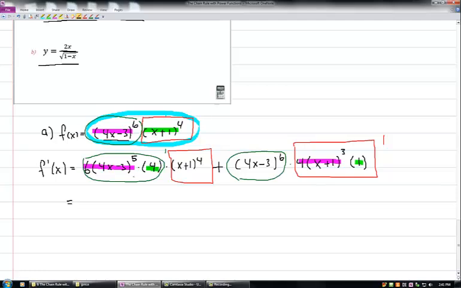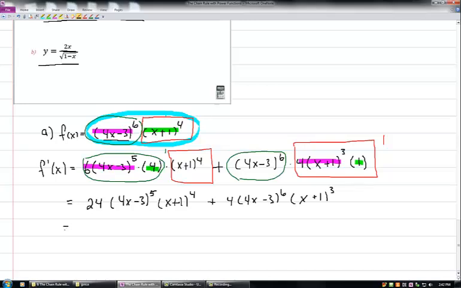So we have 6 times 4, so I'm going to combine the numbers. What I have here is 24, and I have 4x minus 3 to the 5th, and I have x plus 1 to the 4th. What I'm doing is simplifying my expression. So I have 4 times 1, so I'll put the number here. I have 4 here, and then 4x minus 3 to the 6, and then I have an x plus 1 to the 3. Basically, I'm cleaning it up to make it nice. So now it looks a lot nicer.